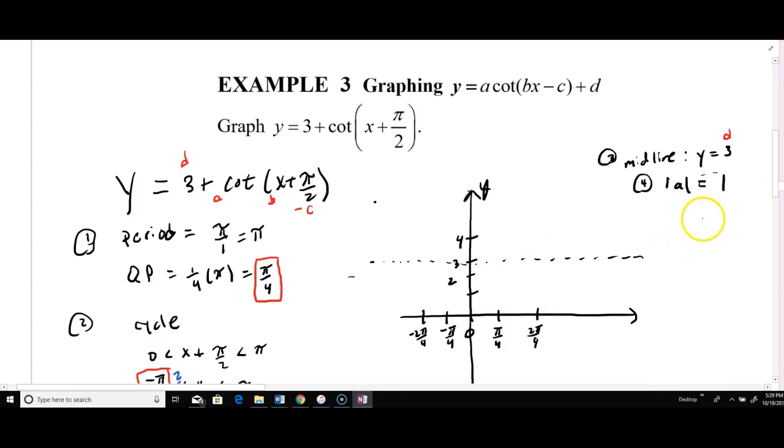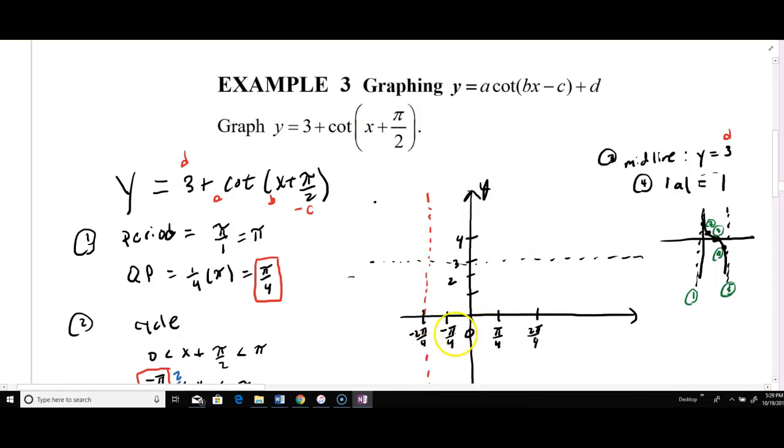Recall that we are sketching cotangent. Cotangent looks like this. Asymptote here at 0, asymptote here, and then we have these 3 key points. Alright, so recall that we said in class that in terms of the 5 tick marks we sketched, this will be corresponding to the first one, this will correspond to the second, third, fourth, fifth. So our first tick mark is going to be our asymptote. So at negative pi over 2, we have 1 asymptote.